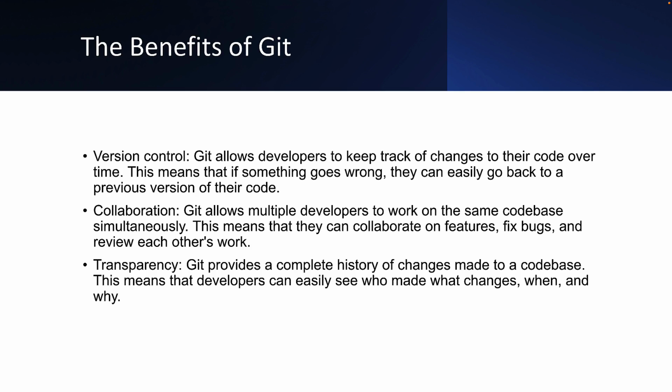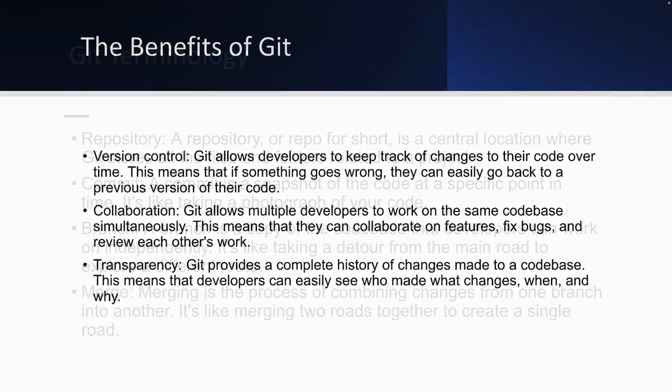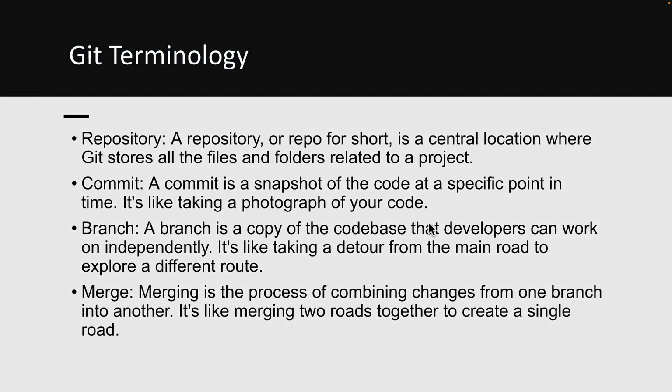The last one is transparency. Git provides a complete history of changes made to a code base. That means that developers can easily see who made what changes, when, and why. So you really get a 360-degree view of your code base, and it allows a team of programmers to seamlessly work together.